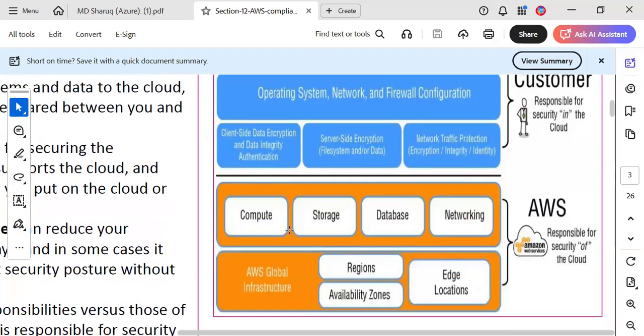What are the AWS services? Compute is there. Compute is what? EC2. Storage is there. What is storage? Service S3. Database is what? RDS, the Relational Database Service, and DynamoDB.